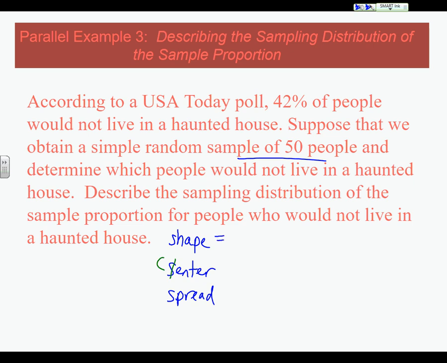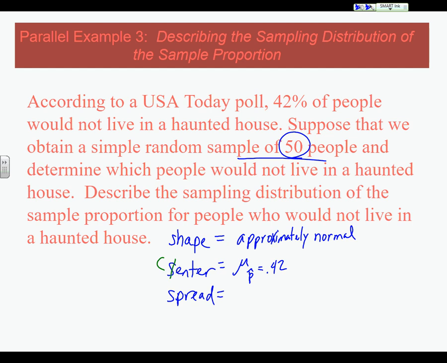Now my shape. We're just going to keep it easy this year. 50 is a large number. It's a lot larger than 10, and if I plug it into that little formula I had, everything's going to work great. And so since 50 is a large number, the shape is going to be, let's throw that word approximately in front of it again, approximately normal. It's never going to be perfectly normal. I'll throw that word approximately in there, and that covers me. The center is going to be my mu sub p hat, so the center should be that 42% they gave me in the problem.